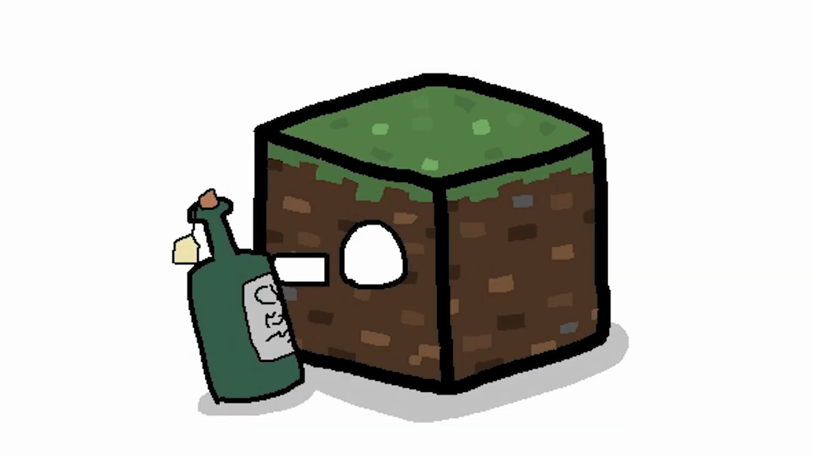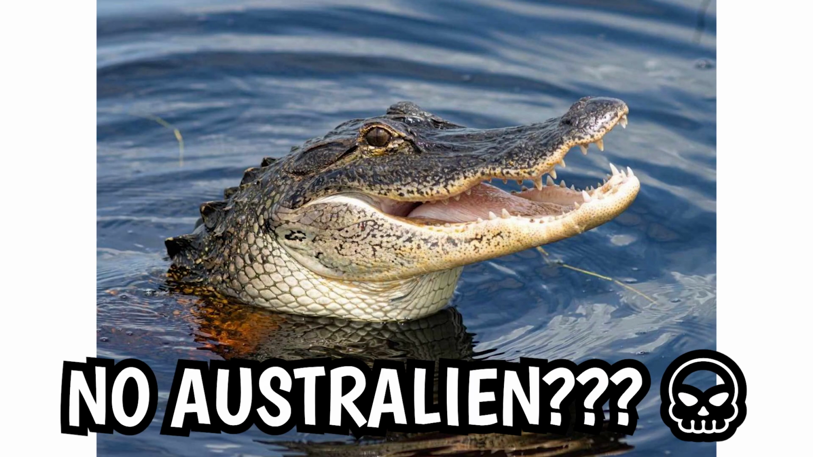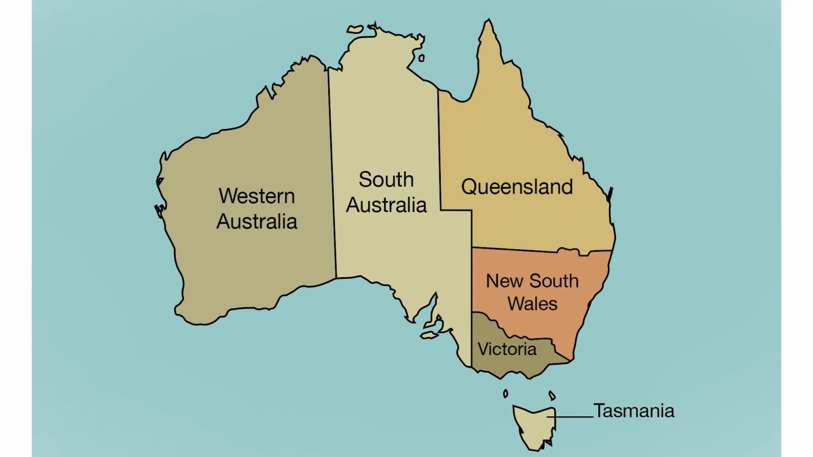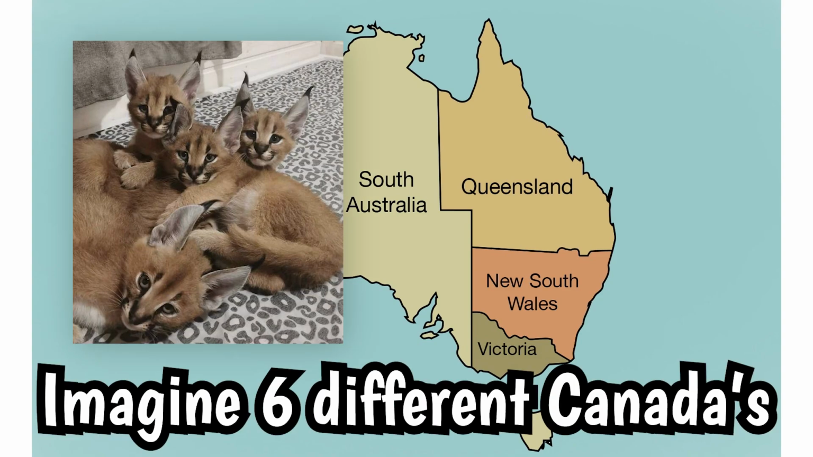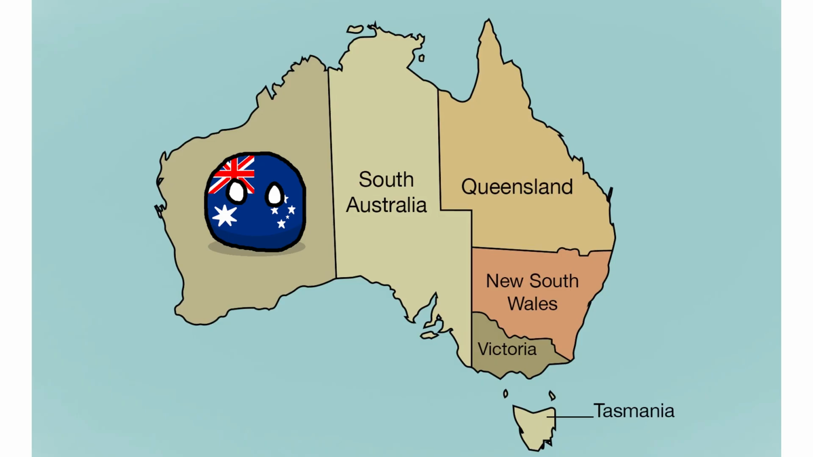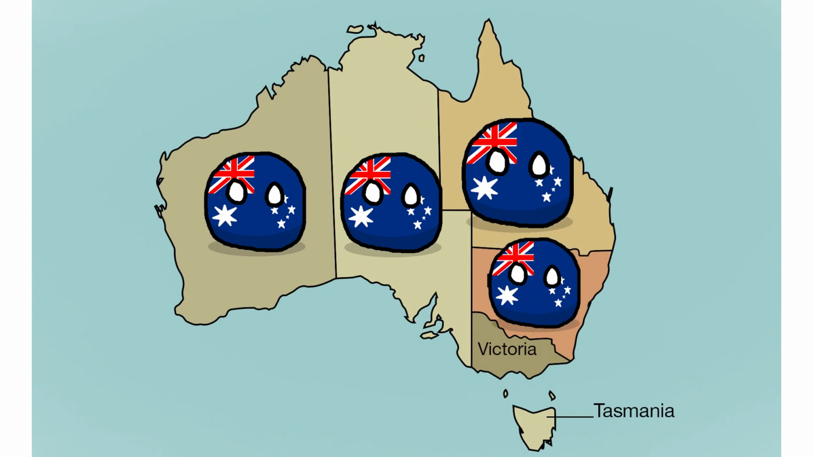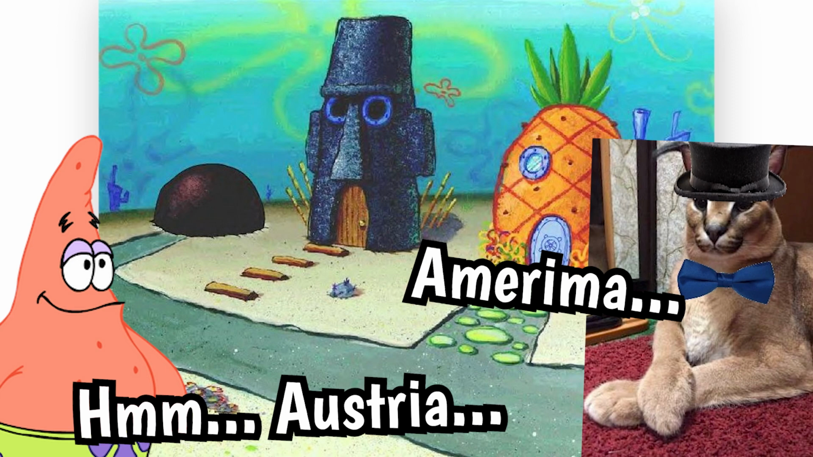You see, before the year 1901, Australia didn't exist at all. The Australian continent consisted of 6 different colonies who didn't really like each other. Those colonies were Western Australia, Southern Australia, Queensland, New South Wales, Victoria and Tasmania. And they were actually living pretty well, being separated from each other.